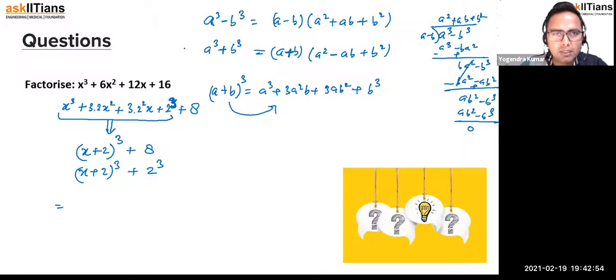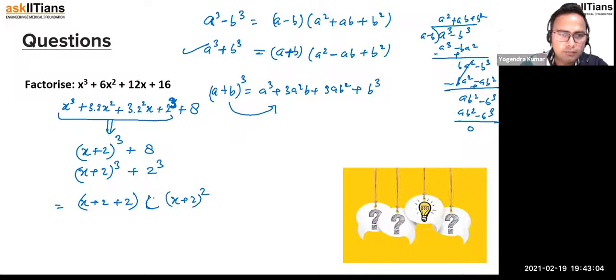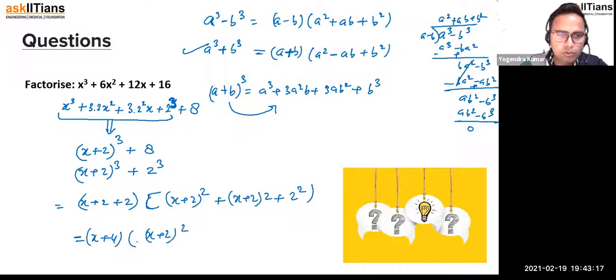We can apply which identity here now further? This one. So (x plus 2) plus 2, and (x plus 2) whole square plus (x plus 2) times 2 plus 2 square, right? Like that. So x plus 4 we got. Now (x plus 2) whole square plus 2x plus 4 we got.